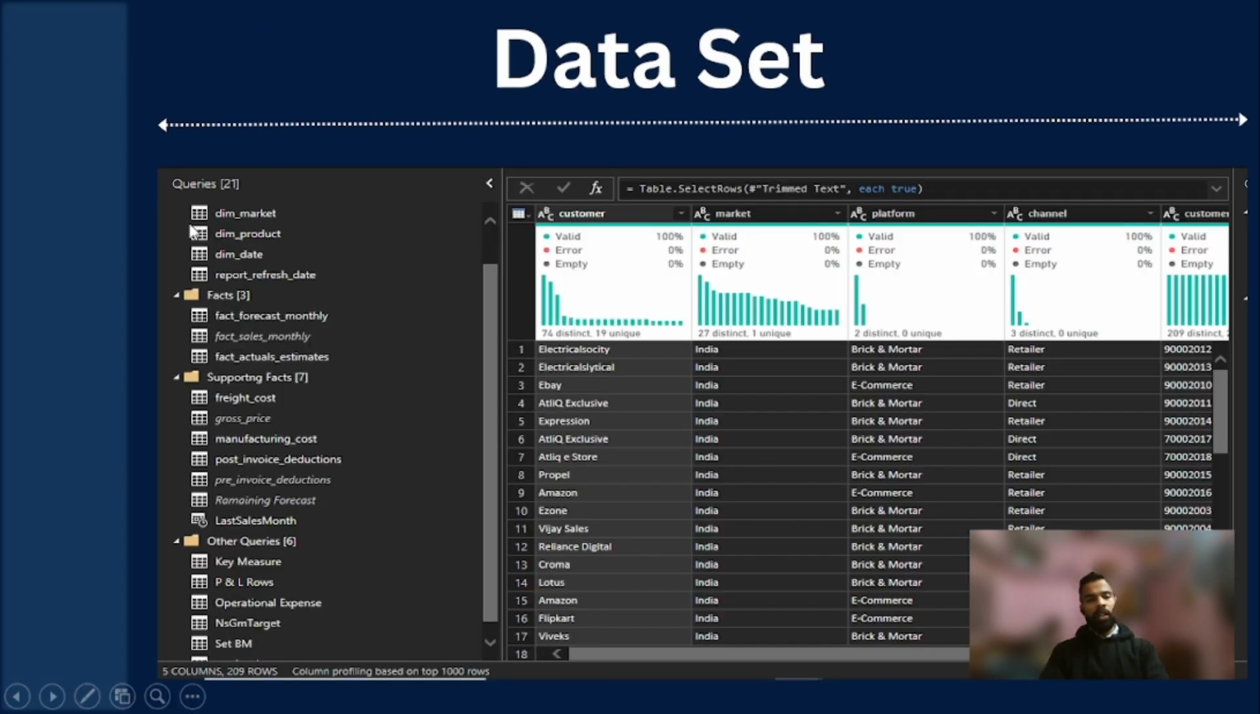Data set used in this project. On the left side, you can see we have dim market, dim product, dim date. These are the dimension tables, and below the dimension tables, there are fact tables like forecast monthly, sales monthly, and actual estimate. So first we'll understand the dim table. Tables that have non-repeated, non-transactional data are called dim tables, and fact tables are those that have transactional, repeated values. A few below are some supporting fact tables like fed cost, gross margin, and others. These are the data sets used in this project.